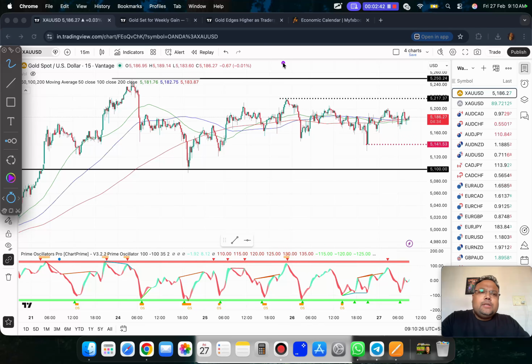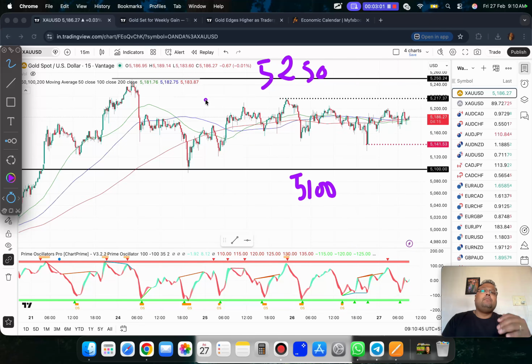The range of gold is still the same. We have 5250 at the top and 5100 at the bottom. So if the market goes up during the day, we can look for a sell position around the 5250, 5245 area, because there is a possibility that the market may remain choppy and the sellers around 5245 will push the market down, at least temporarily. So as a day trader, at least we can expect one red candle around this particular level.